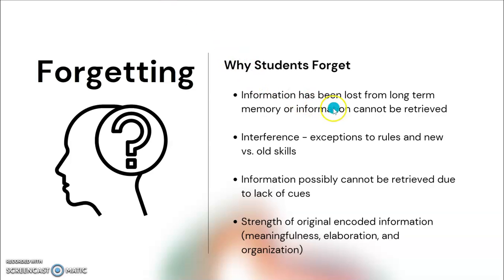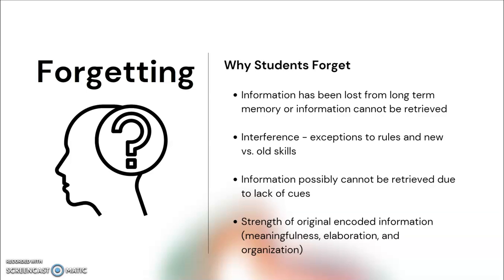So forgetting is when information has been either lost from long-term memory. So long-term memory, that is our permanent type of memory. It has, as far as we know, an unlimited capacity. So either information is permanently lost from long-term memory, or that information is in long-term memory, but we cannot retrieve it. We cannot access it.